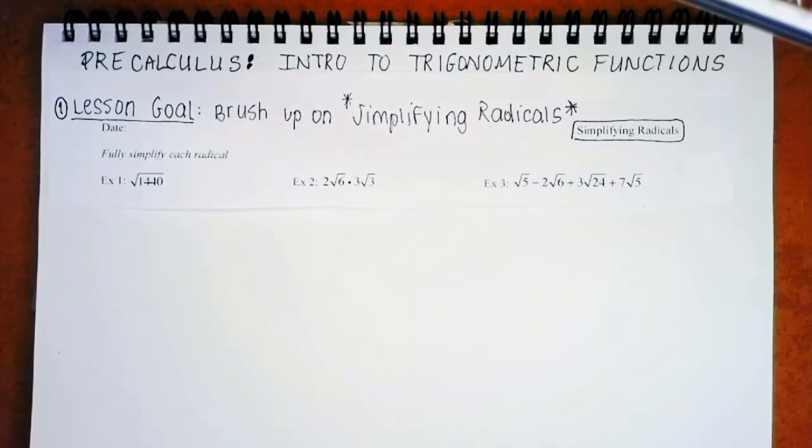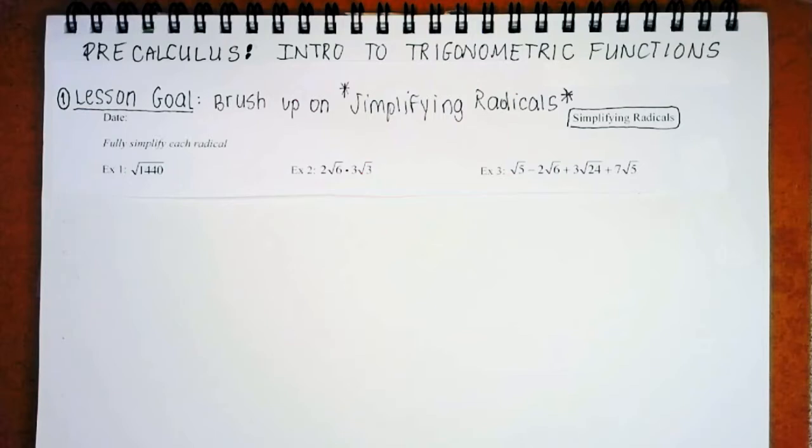So let's get started. The first thing that we need to review is simplifying radicals. Radicals have been a pretty permanent fixture in your lives since maybe Algebra 1, geometry. So let's do a few examples together, and then I will leave you with an assignment of some examples to do on your own. Let's look at example 1. It says over here to fully simplify each radical. Anytime you have a radical in front of you, you definitely want to fully simplify it, not partially.